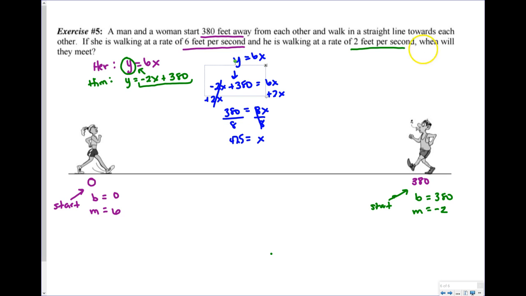So the question of when will they meet? They will meet after walking 47.5, what is this, seconds.